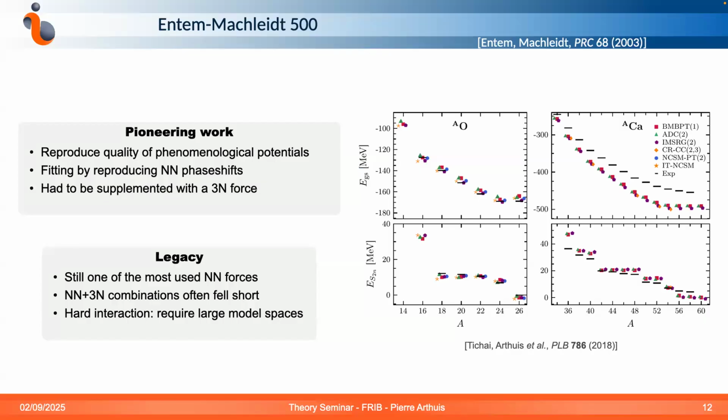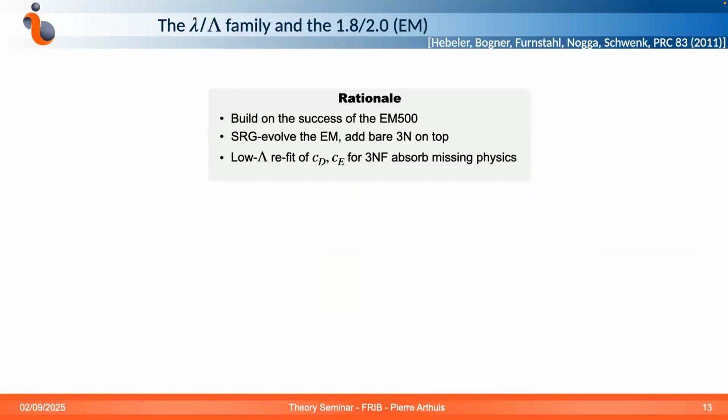And also, this one is a relatively hard interaction. That means it requires very large model spaces for our calculations to be converged, which means a lot of CPU time, which of course is not good. But this was really the first one in a sense. Then a few years later appeared this lambda family, and the most famous of them, the 1.8/2.0 EM interaction.